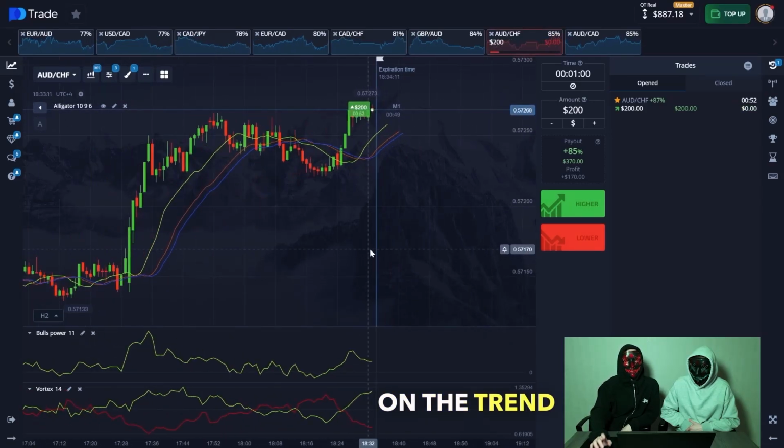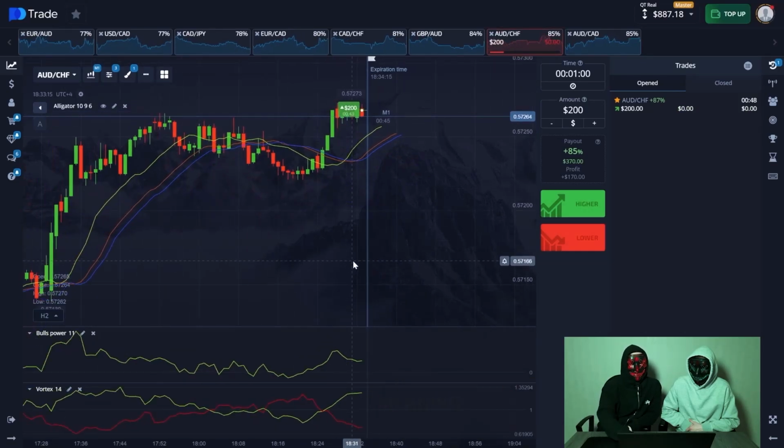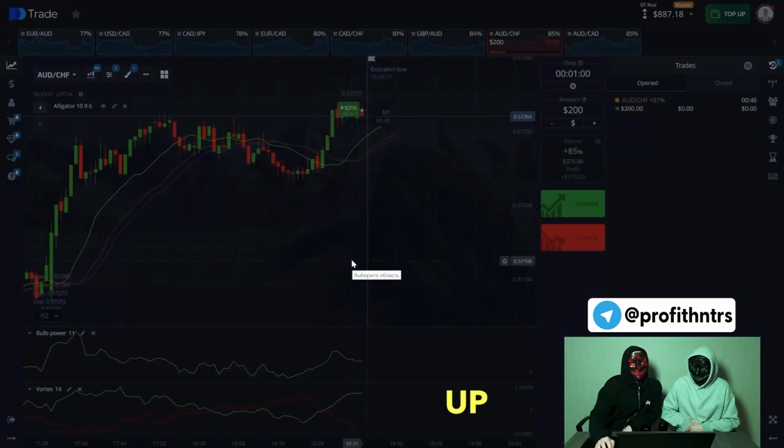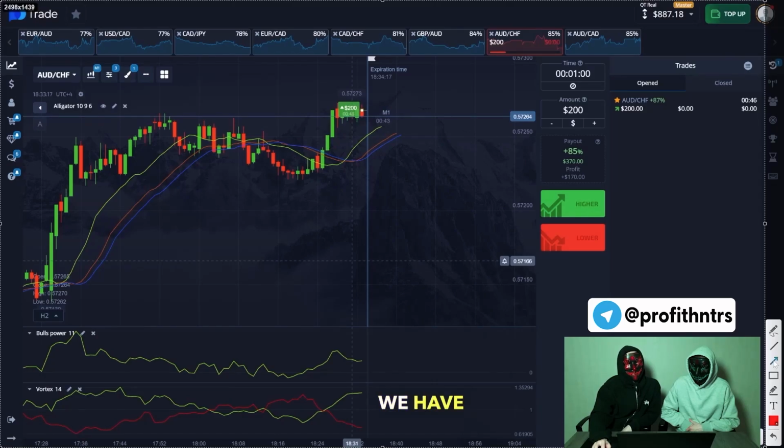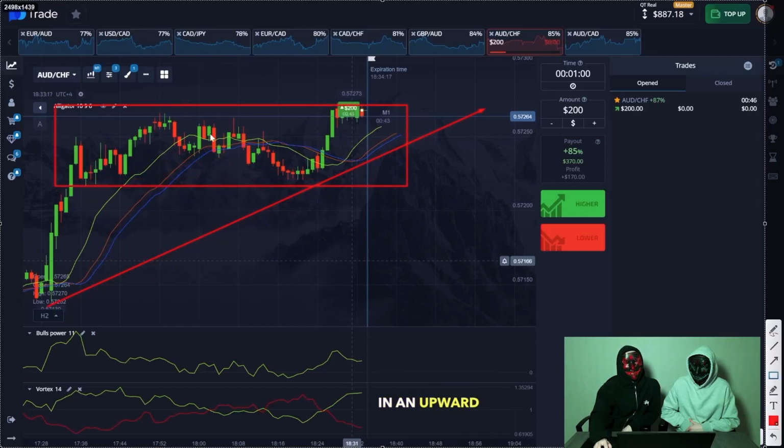I'll open on the trend. Look, the breakout is happening in this area, meaning our main situation was going up. Yes, that means everything we have is going up. Here is where we are consolidating. That is, in this rectangle, the trend is accumulating, but we still believe in an upward breakout.